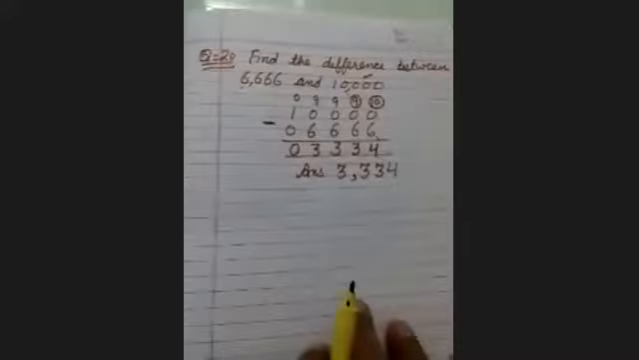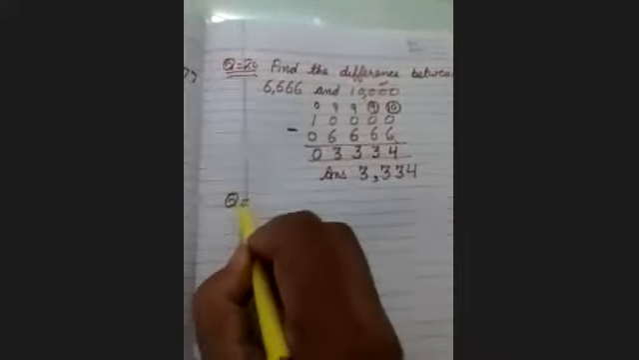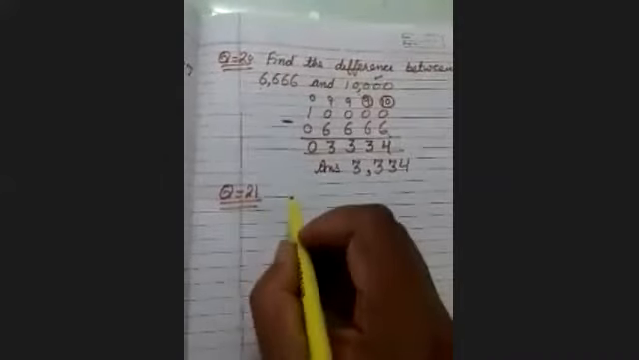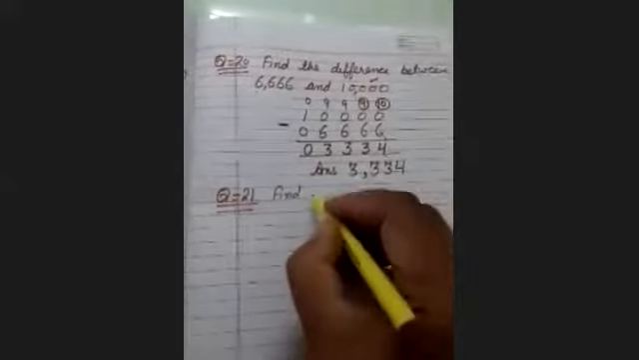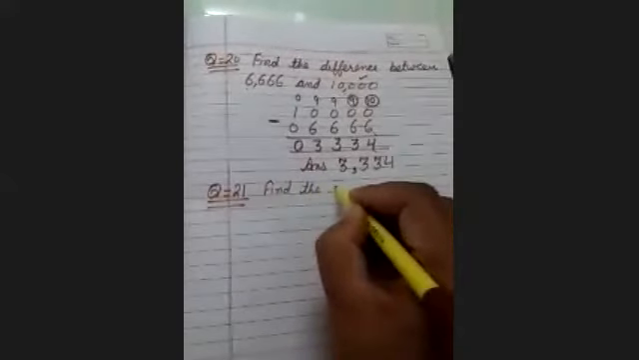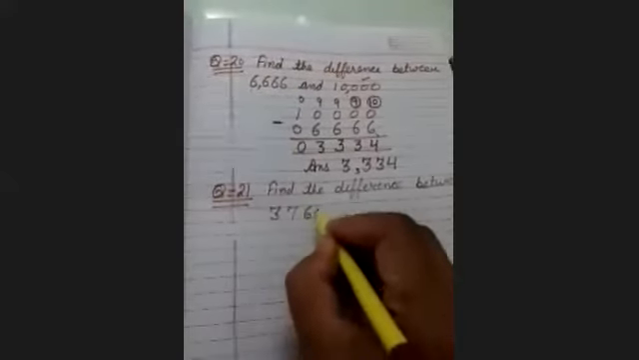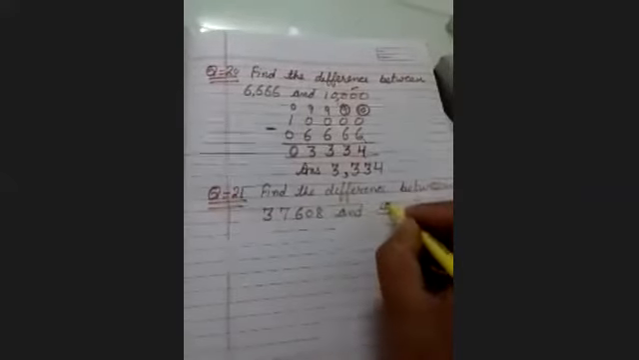Clear, students? Next is question number 21. Find the difference between 37,608 and 51,007.